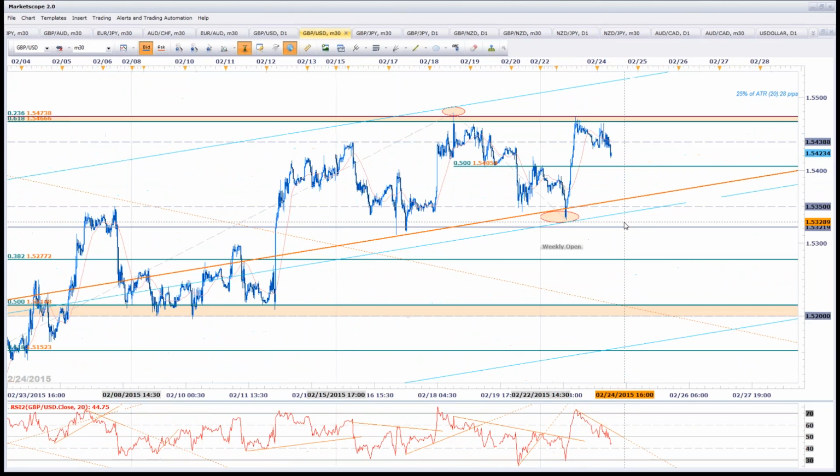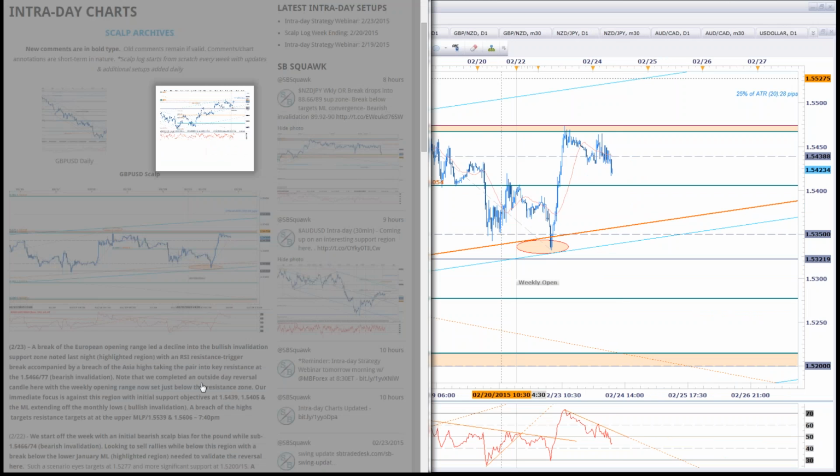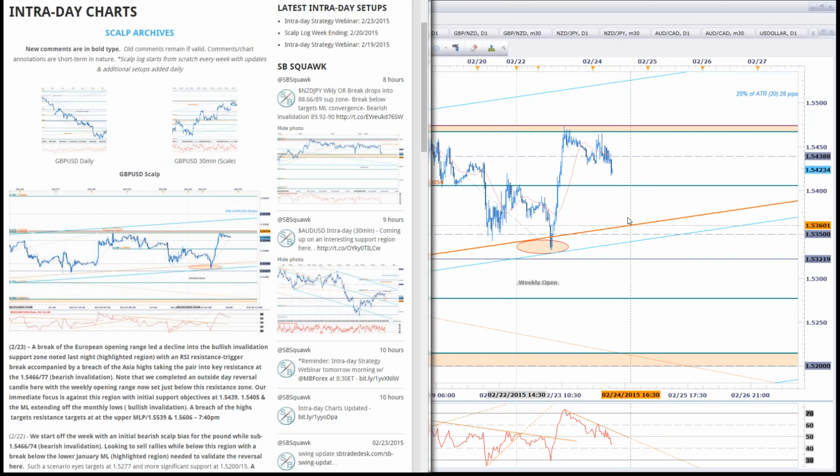So if we get the break below 54, I know that the scalp setup here is talking about the weekly lows in such a scenario, but just make sure that you keep in mind this region here. It might come ahead of the weekly lows. Obviously, based on time, that level is actually going to be dynamic.